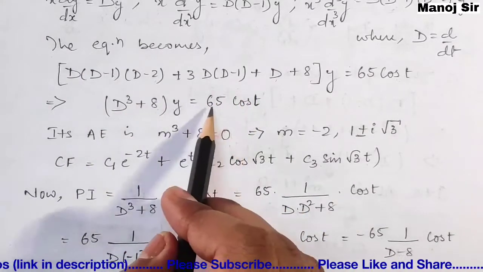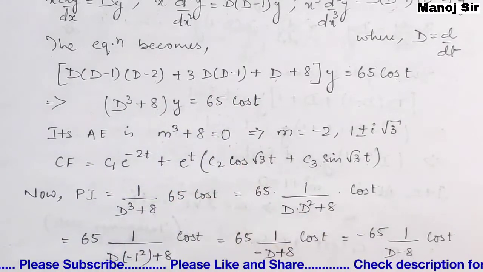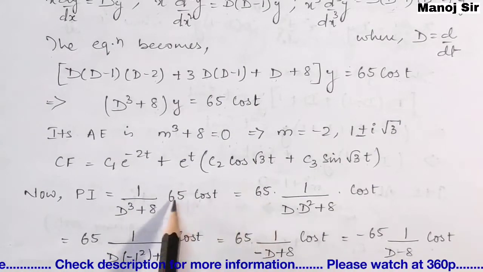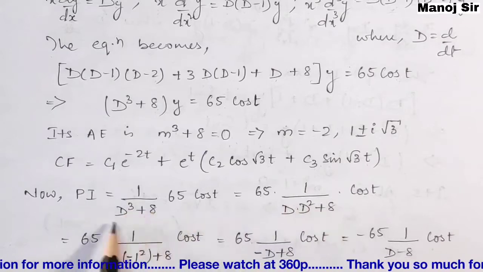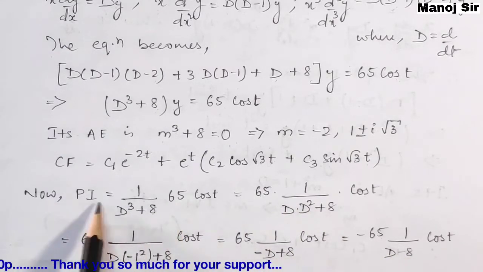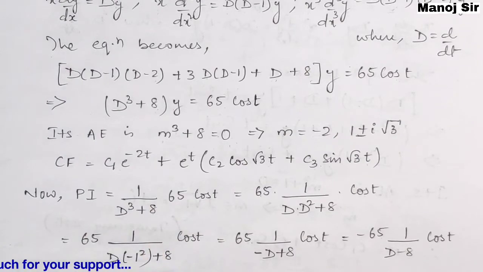Okay, that is the right hand side, 65 cos t. Here you can see this 65 is a constant, so writing this 65 here, 1 upon this part. We need to solve for cos t, so let us see how to find PI for cos t.